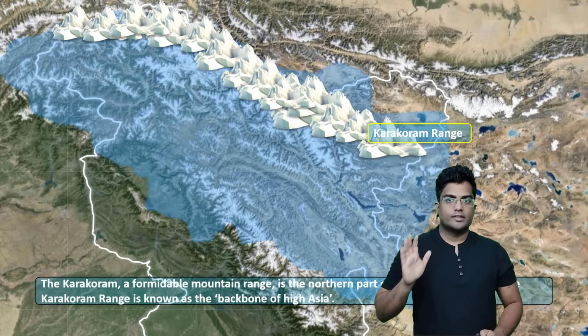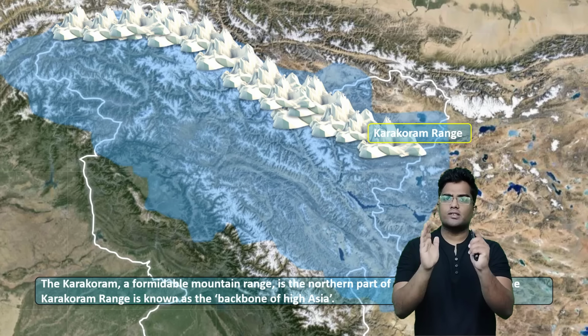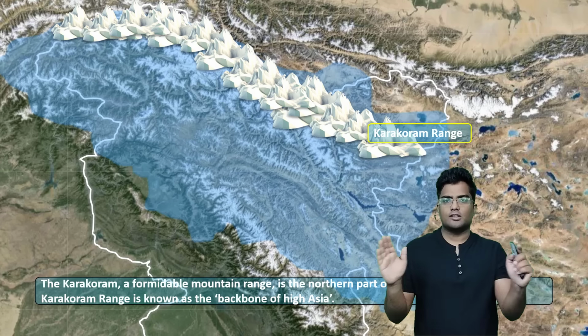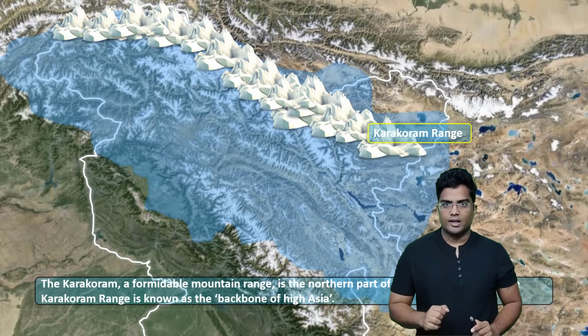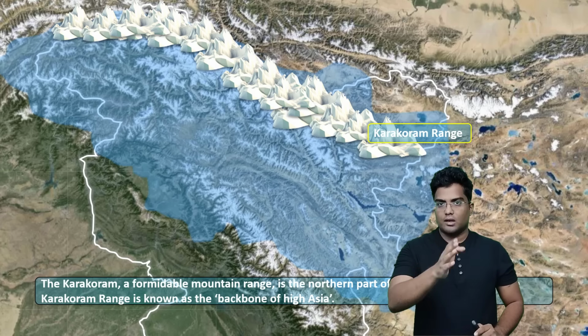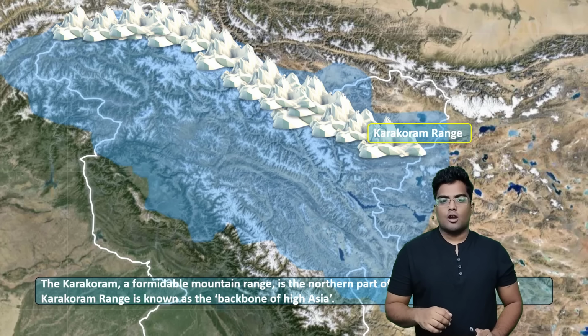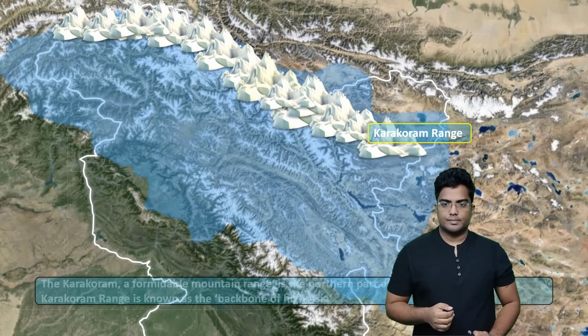Now, Karakoram Range is essentially also known as the backbone of High Asia. We won't discuss why it is called the backbone of High Asia. Just understand it's known as the backbone of High Asia. That's all. Done. Okay. Backbone of High Asia. That's a nomenclature or name given to the Karakoram Range. Moving on. Now, we should understand a few more things.